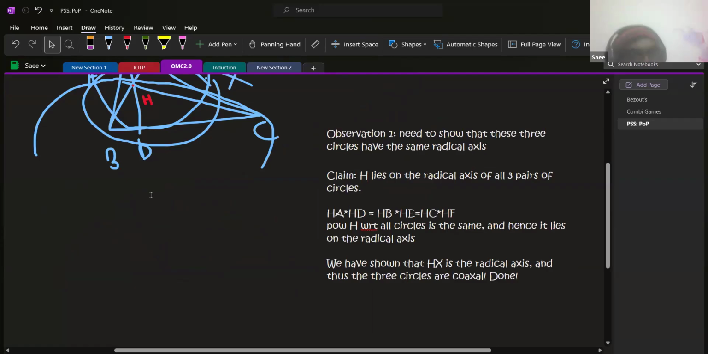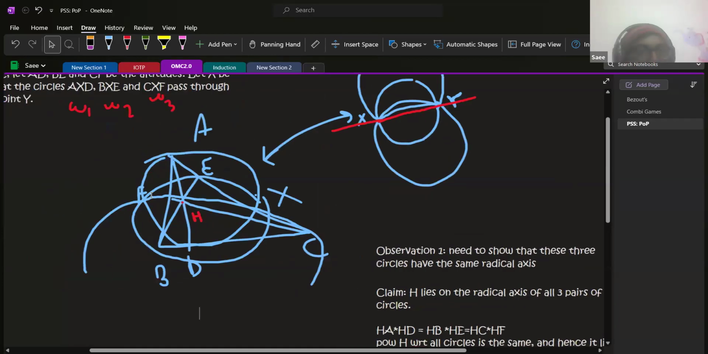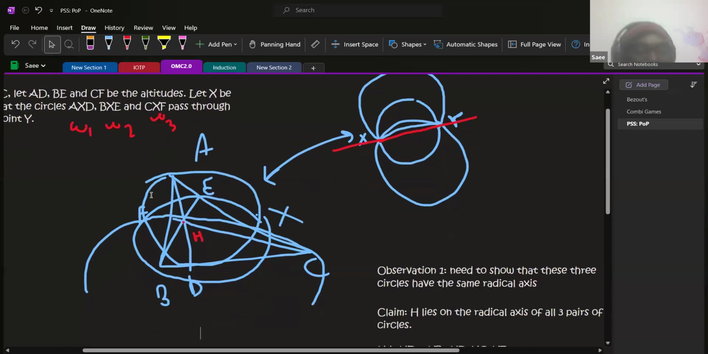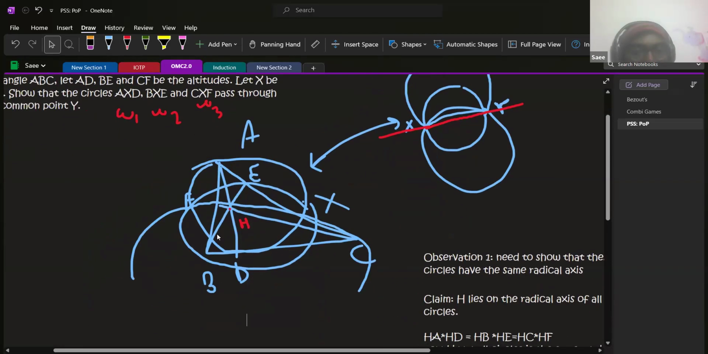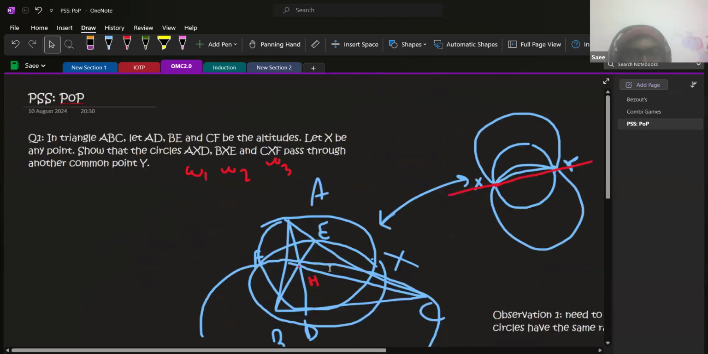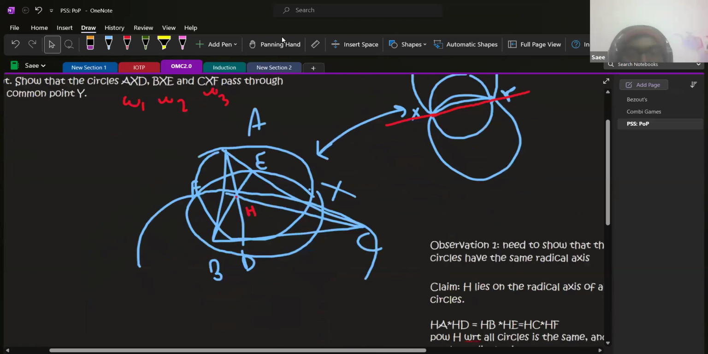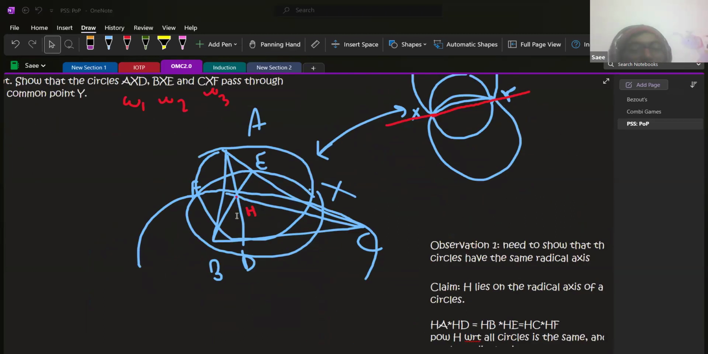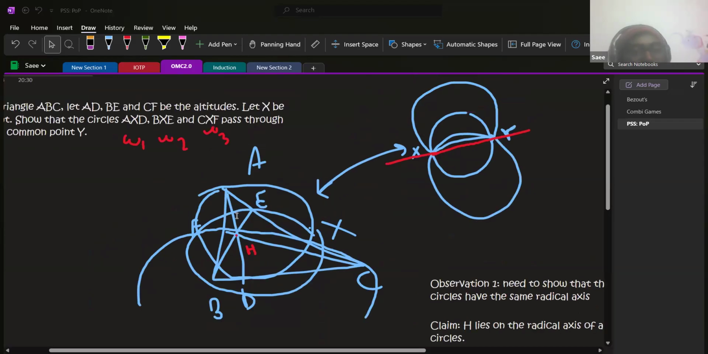Okay, what are the main key things we used here? Basically that if we want to show that three circles concur, and we already know that they concur at one point, we just need to look for some other point which has the same power with respect to all the three circles. That was one key thing that we used here. Coaxial just means that they have the same radical axis.